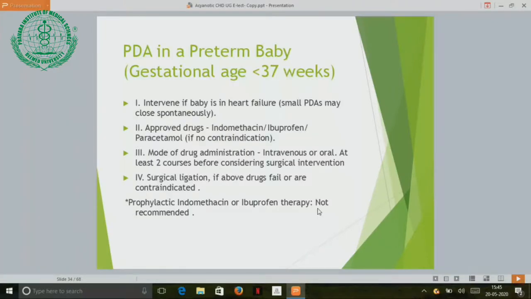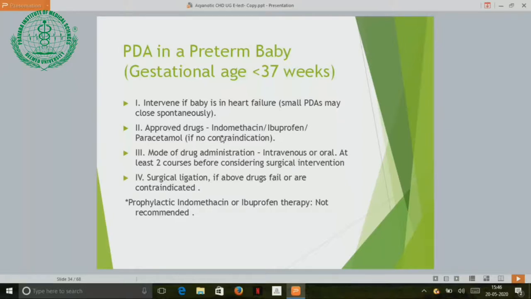Now PDA in small babies, preterm babies. Preterm babies means those born at less than 37 weeks. Likely they have a patent ductus arteriosus, but there are high chances that the PDA closes spontaneously. But if it doesn't close spontaneously and they have congestive heart failure, then you have to close this PDA medically.